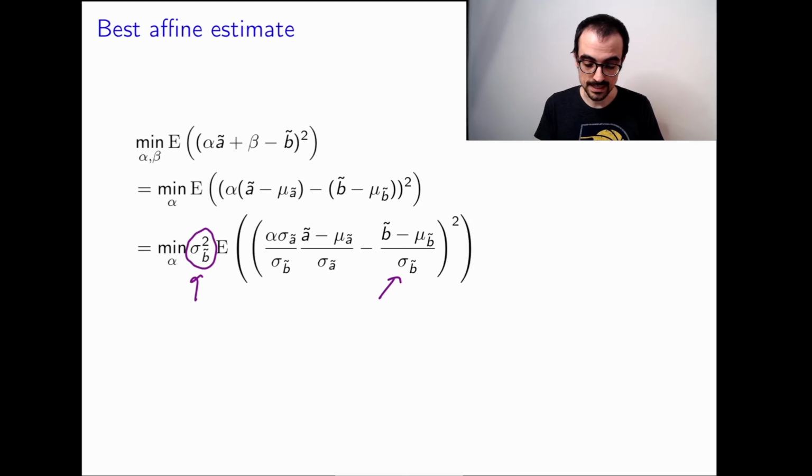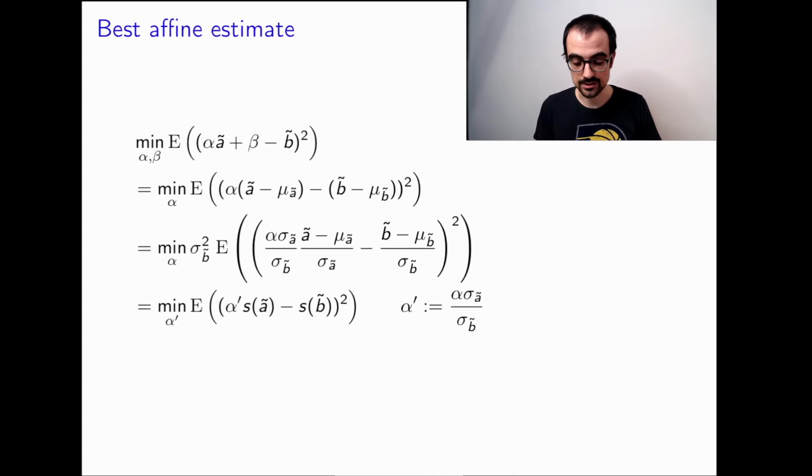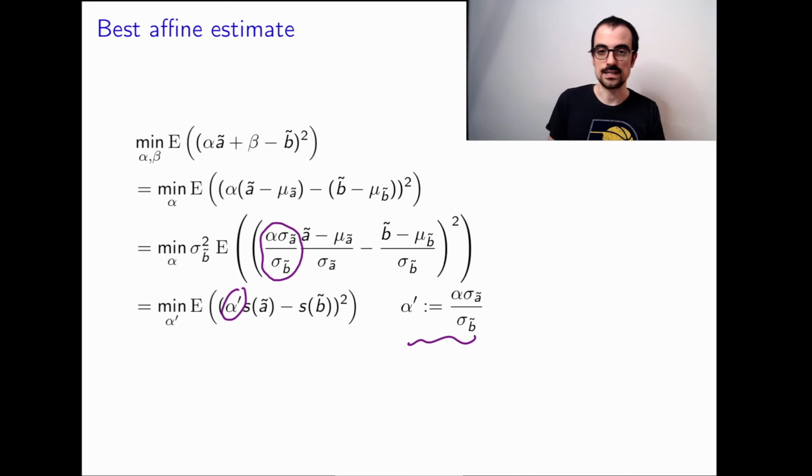All right, so by multiplying and dividing by the standard deviations, we now have an expression in terms of the standardized versions of A and B, so we're pretty happy. Here we've done a change of variables where we've said minimizing all of this with respect to alpha is the same as minimizing all of this with respect to alpha prime, where we have made this change of variable alpha prime equals alpha times sigma A divided by sigma B. So now we do that.